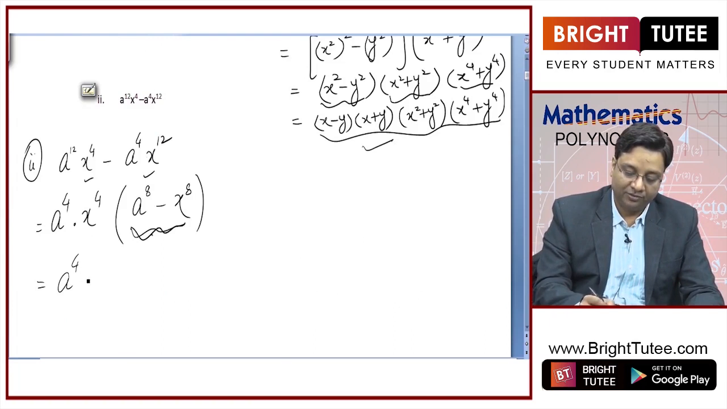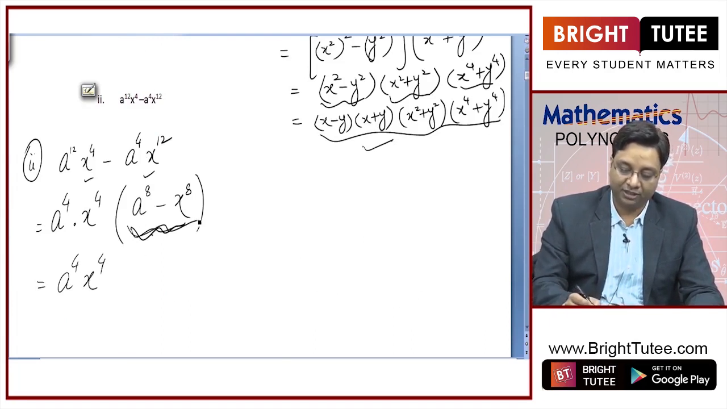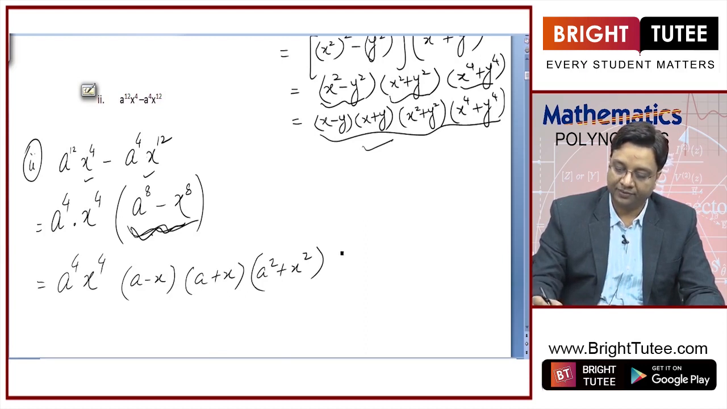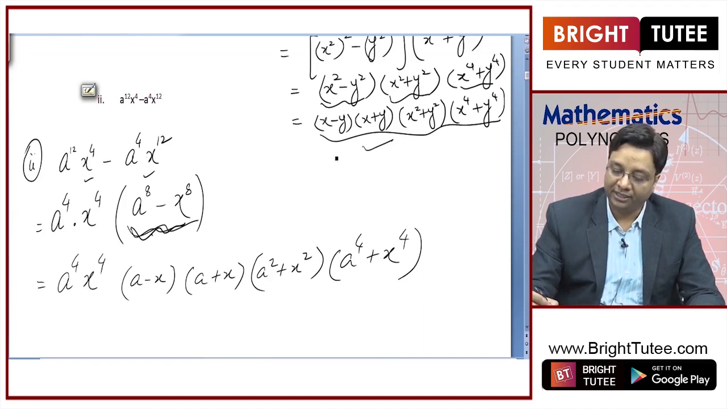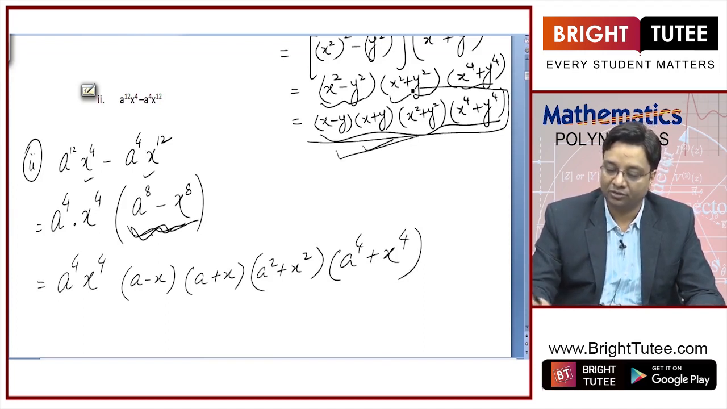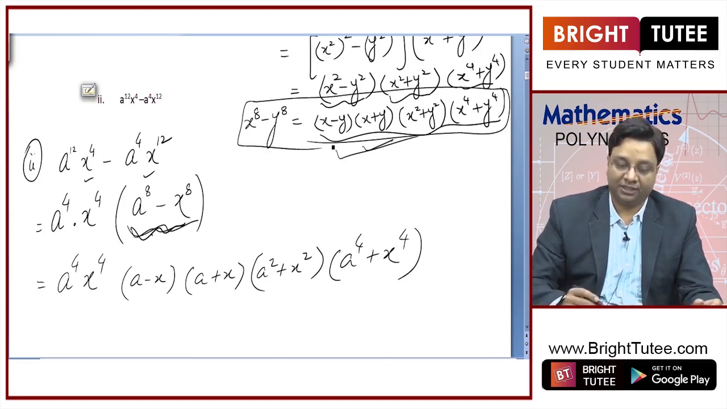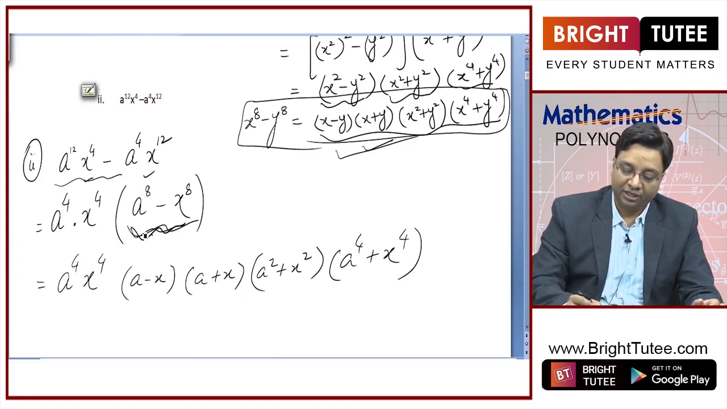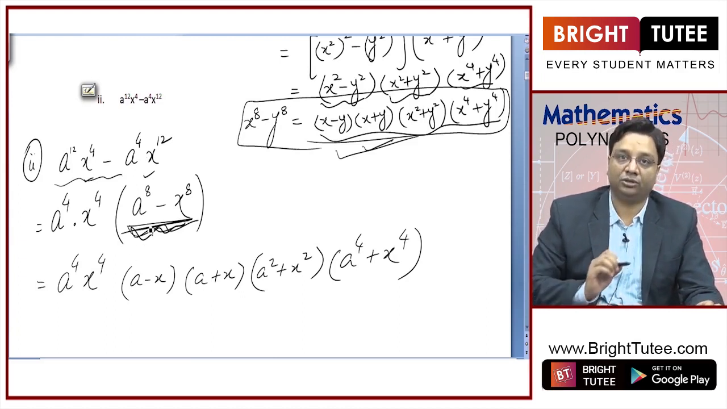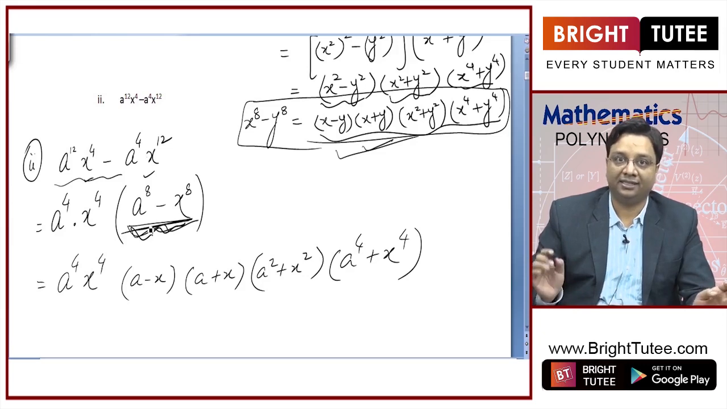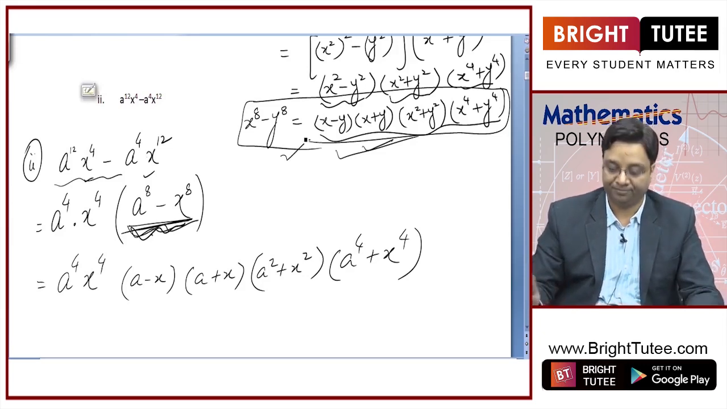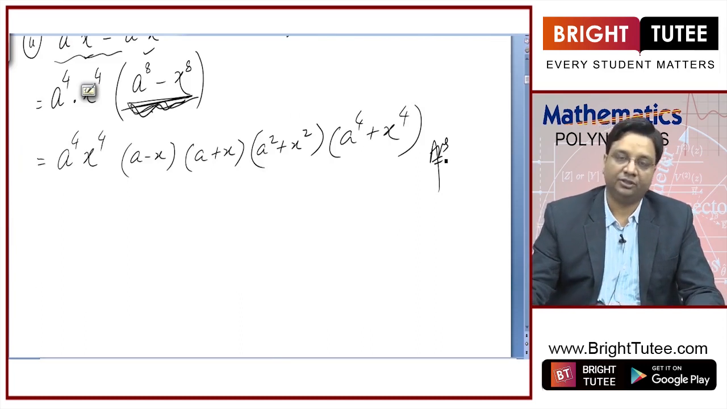So I will write a raised to power 4, x raised to power 4. Now the factorization of this will be a minus x, a plus x, a square plus x square, a raised to power 4 plus x raised to power 4. I am copying it from this expression which I just solved for x raised to power 8 minus y raised to power 8. In case of examination, if you get this question separately, then you need to show the process for this factorization also. In this lecture, I can take the liberty because I just solved such an expression. So this will be the factorization.